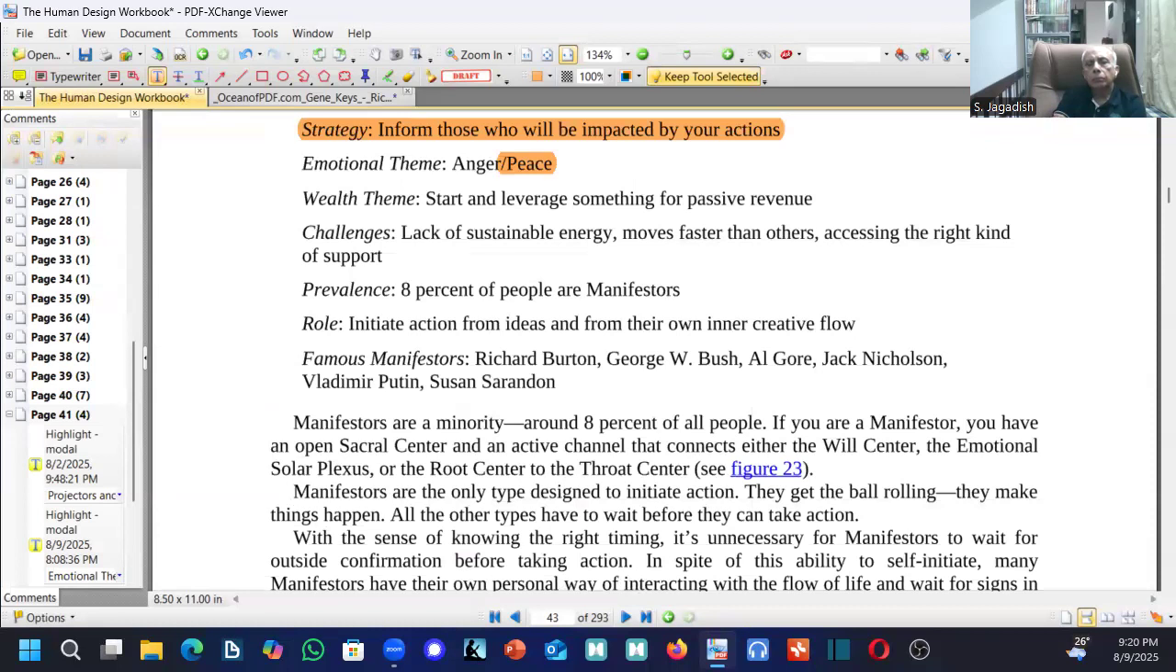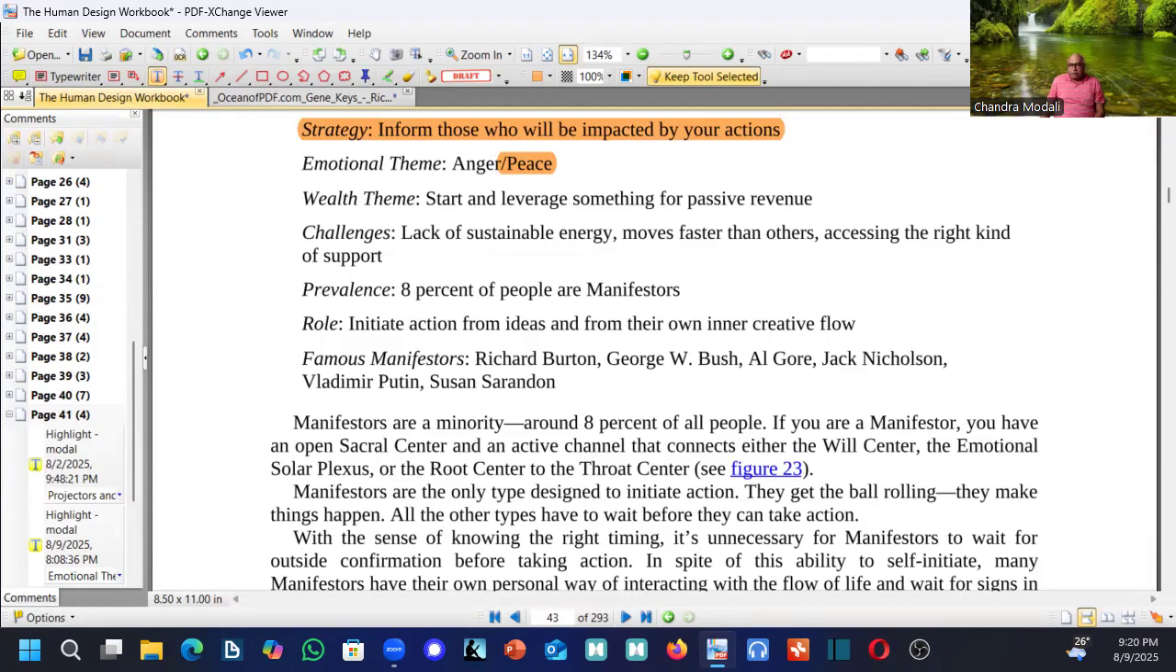If you are a manifestor, you have an open sacral center and an active channel that connects them with the will center. One of the centers is will. Now, we have read chakras. Where did this will center come from? What we call Anahata has been broken down into two. One is the G center and the other one is the will center. Anahata has mutated into two.